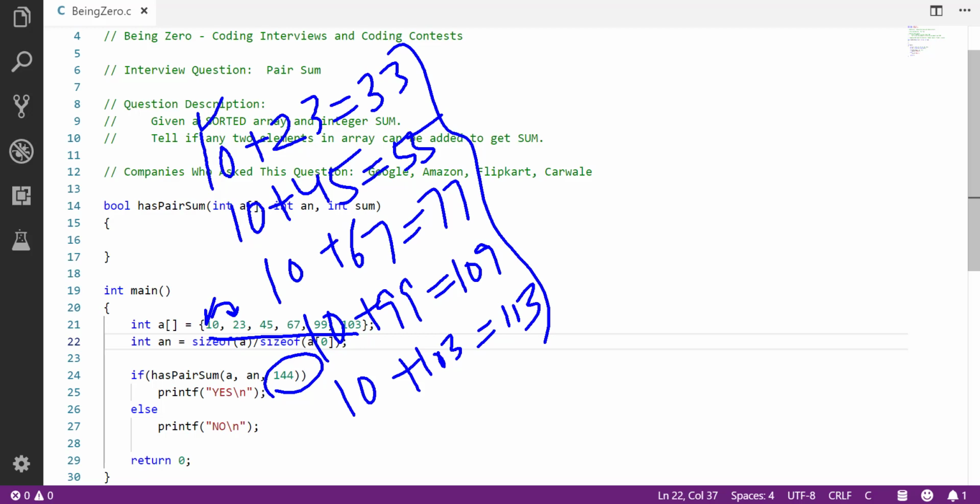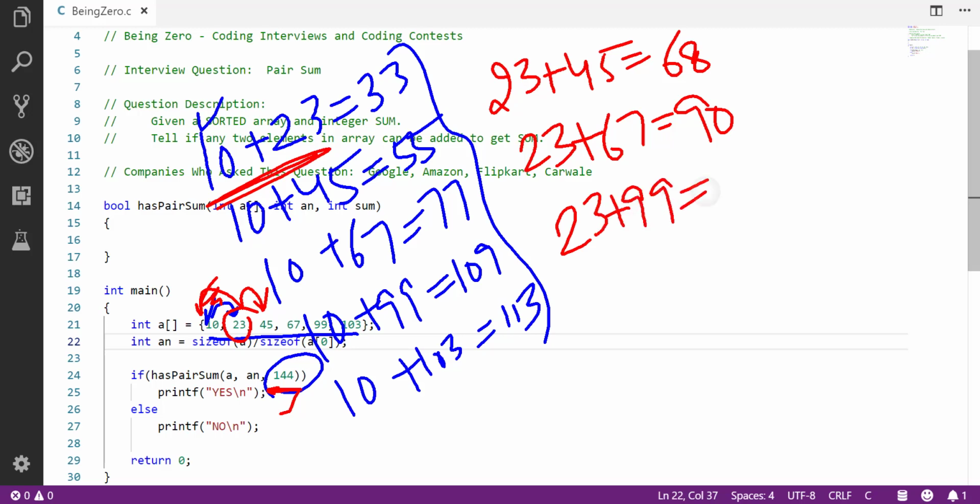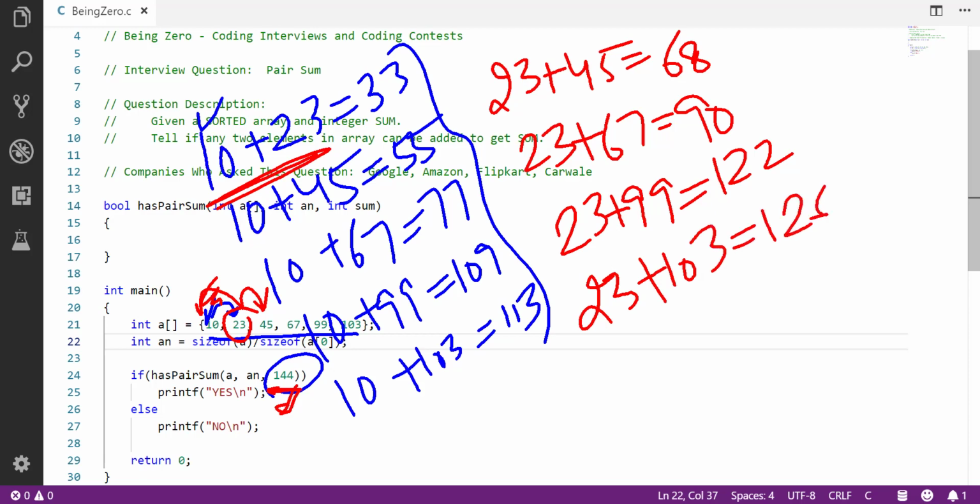Next we start evaluating, let's see, does any pair of 23 give us a sum of 144 or not? When we take 23, we will not go with 10, because the 23 and 10 pair is already evaluated. So we start from the right side of 23. 23 plus 45 comes out to be 68. Next, 23 plus 67 comes out to be 90. Still not the sum we are searching for. Then 23 plus 99 comes out to be 122. This is also not the sum we are looking for. Then 23 plus 103 gives us 126, also not the sum we are looking for. So pairs of 23 are also done.